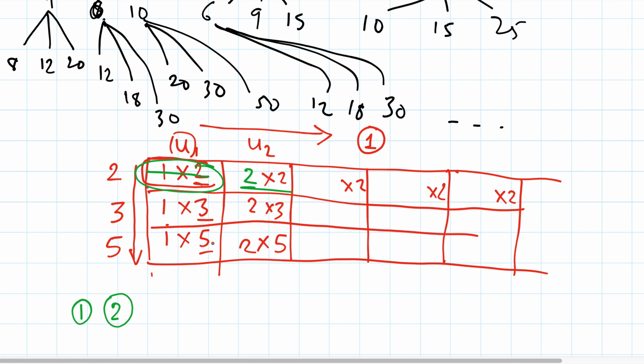Now what is u3? We don't know u3, so we will compare. In this row we have already printed this, so the next minimum is this value. And in this row the minimum is this. And here this. So we compare these three. These three are the smallest numbers. So we compare 4, 3 and 5. So the minimum is 3. So we print 3. Now we know u3. u3 is 3.